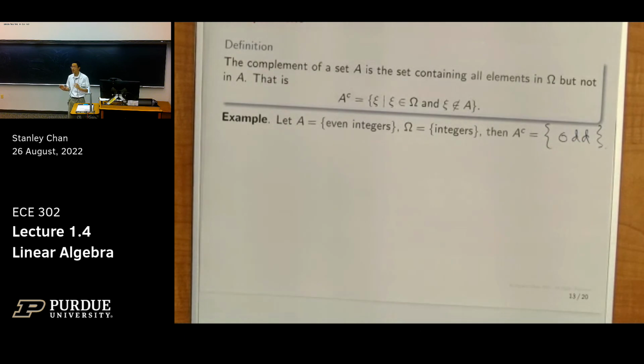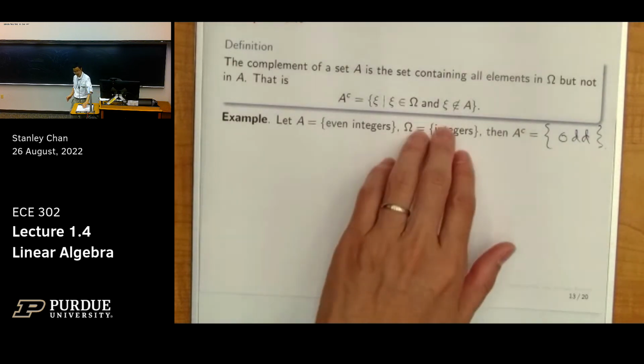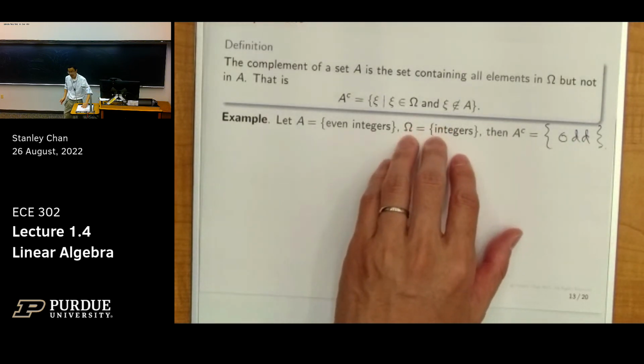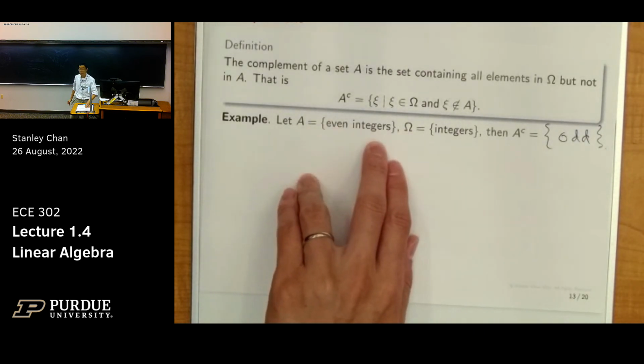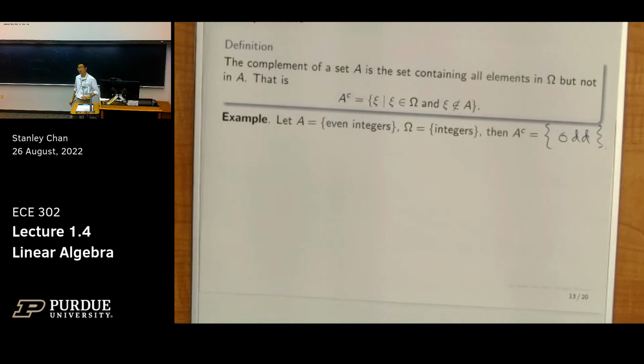Now, one thing I need to specify is that you need to tell me what the sample space is. You need to tell me the universal set. Otherwise, I cannot define the complement. Let me give you an example. If I do not tell you the omega, what is the complement of even integers? You don't know. It could be the real line. If it is the real line, it could be all the numbers on the real line without the even integers. That's a pretty big set. It's not just the set of odd integers.